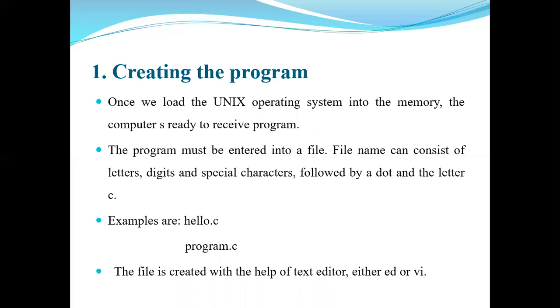Examples of valid C programming language files are hello.c. Hello is the name of the program, and .c is an extension that tells us this is a C programming language file. Program.c is one more example. Program is the name of the C programming language file, and .c is the extension. The file is created with the help of a text editor, ed or vi. You can use any other editor for that matter.